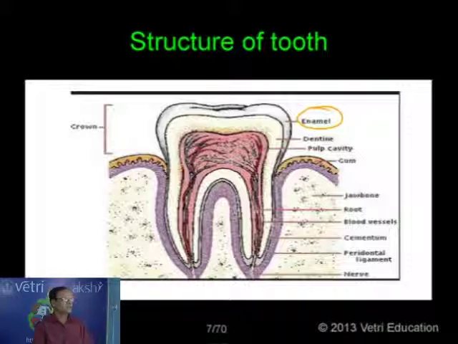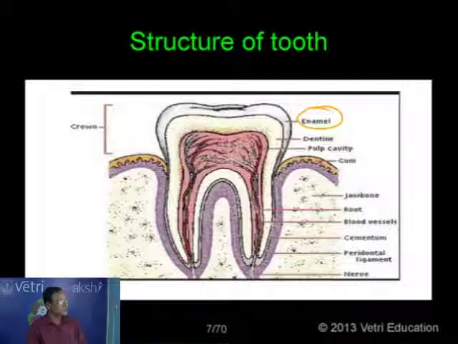Each tooth encloses a living cavity consisting of blood vessels, nerves, lymphatic vessels, etc. That cavity is otherwise called the pulp cavity, also called the root canal. Here I represented a tooth having two roots. In the case of canine teeth, you have only one root. In the case of molars or premolars, you have two roots.